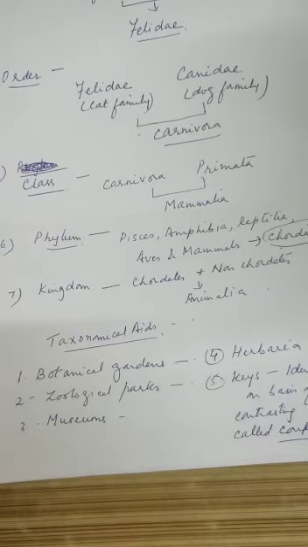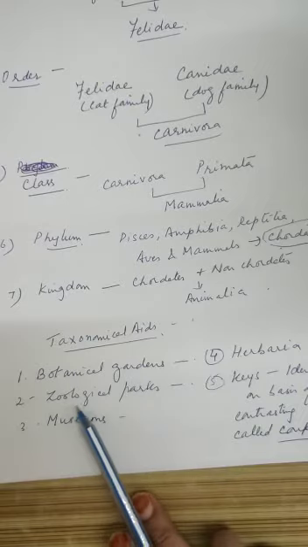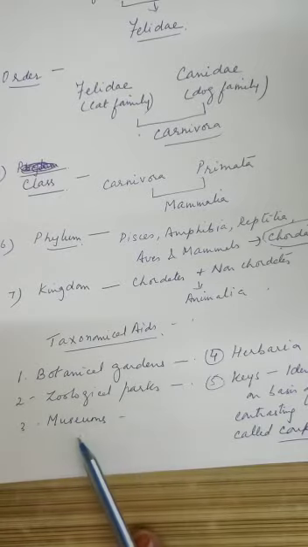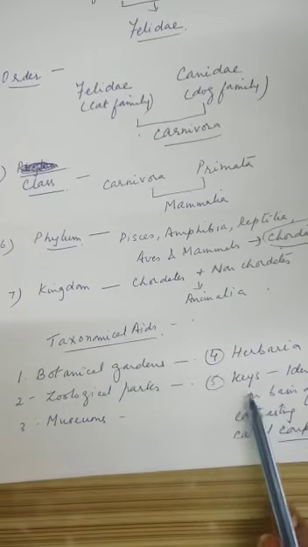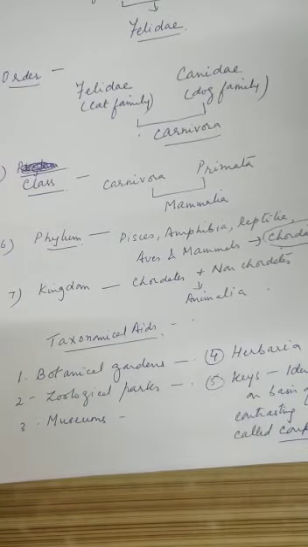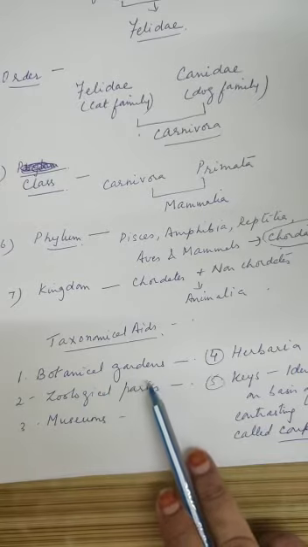And these taxonomic aids include botanical gardens, zoological parks, museums, herbaria, and the keys that are used. Okay, so we'll take them one by one. Let us first come to botanical gardens.